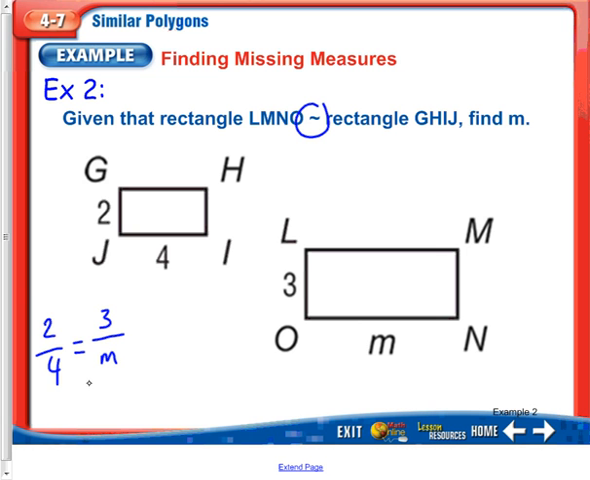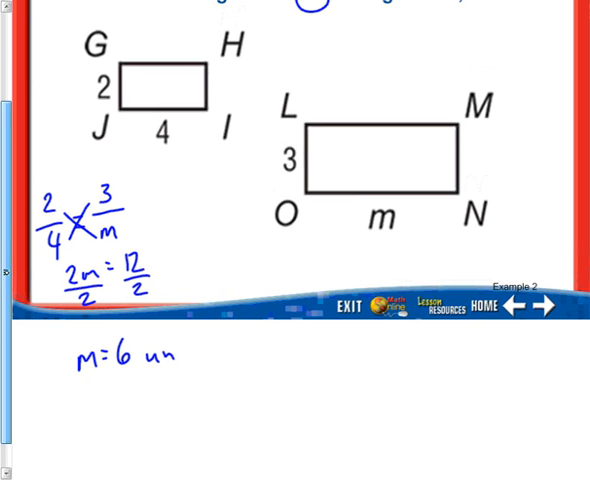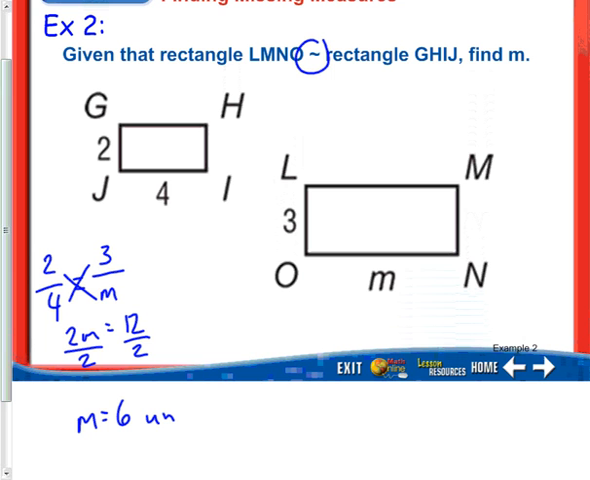So we know how to solve a proportion. It's not really easy to go from 2 to 3, so let's cross multiply. So we get 2M equals 12. Divide by 2, divide by 2. Whatever you do to one side, you have to do to the other. And then we're going to get M equals 6 units. So we didn't know how long it was, and we're talking about distance here, so we do need to include units with our answer.